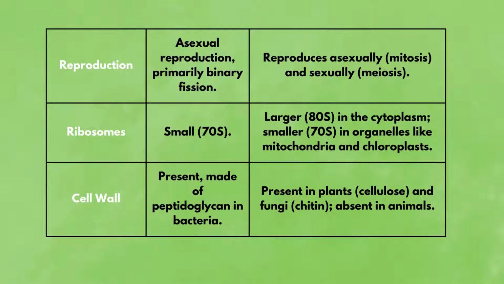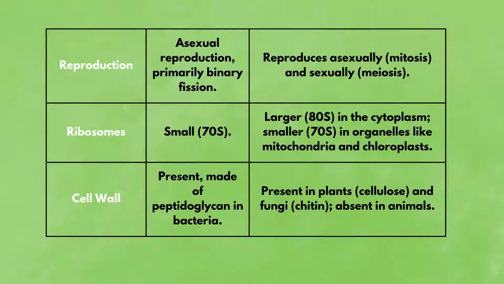Sixth one is ribosomes. Prokaryotic cells have smaller ribosomes, 70S, for protein synthesis. Eukaryotic cells have larger ribosomes, 80S, in the cytoplasm, and smaller ones, 70S, inside mitochondria and chloroplasts.